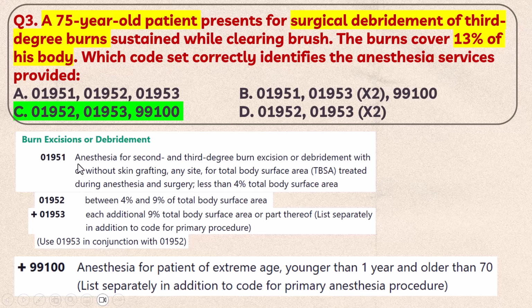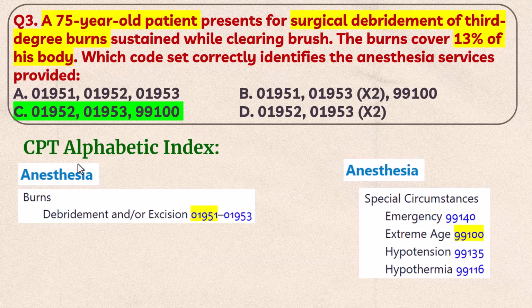So if you encounter this case in the real working world, you can use the CPT alphabetic index. In the CPT alphabetic index, the main search term is anesthesia, then go for the subterm burns. Here the subterm is debridement or excision. It will lead you to the code series 01951 to 53. Again, come back to the tabular list and confirm the answer. And for the extreme age, again go for the anesthesia subterm special circumstances. Here you have to go for the extreme age, that is 99100. So the correct answer will be answer C.